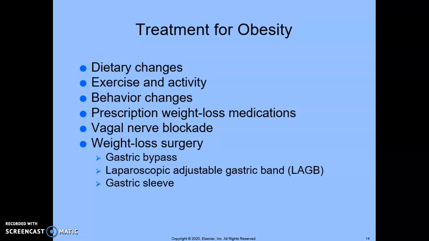Welcome back to part 2 of your chapter 8 lecture. And we left off looking at weight control diet. So we are going to start here at treatment for obesity.